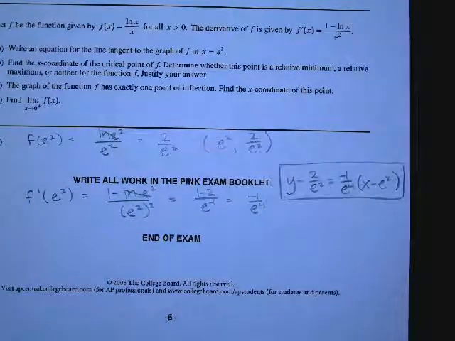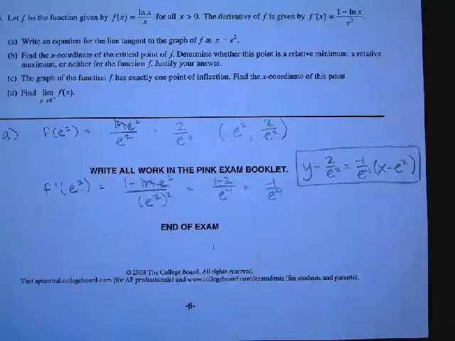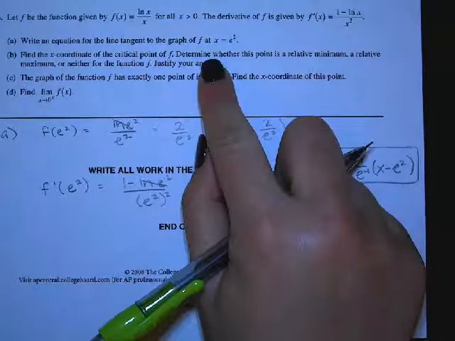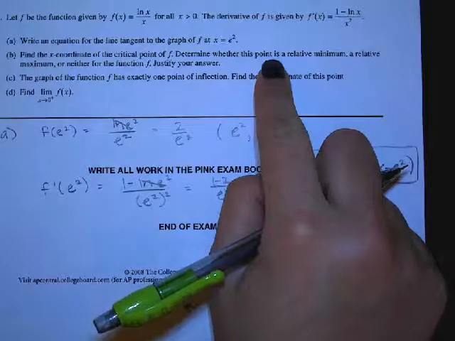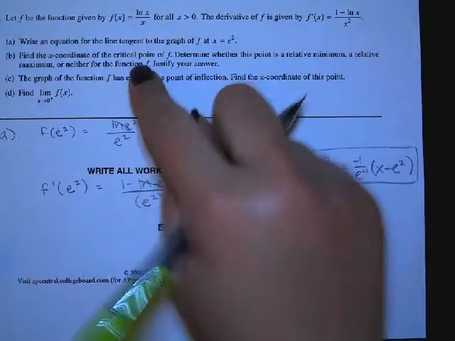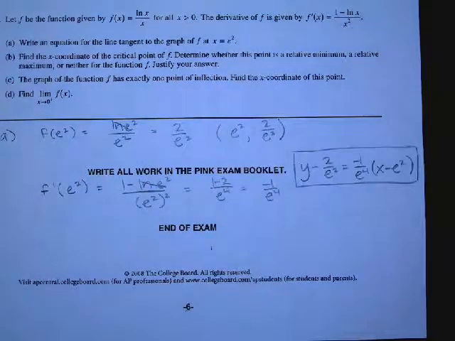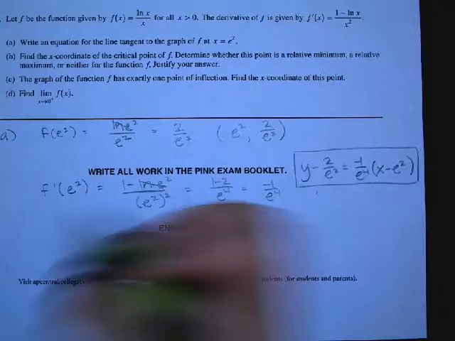All right, part B says to find the x coordinate of the critical point. In case you forgot, that's where the first derivative equals 0 or is undefined. You get a little bit of a hint here because it says determine whether that point is a relative minimum, a relative maximum, or neither. B and C are not really part of Unit 1, but we'll go ahead and do it as well, as we remember, even though we're not there in the review yet.